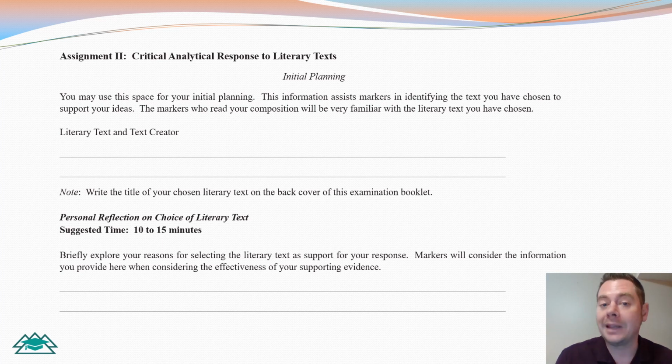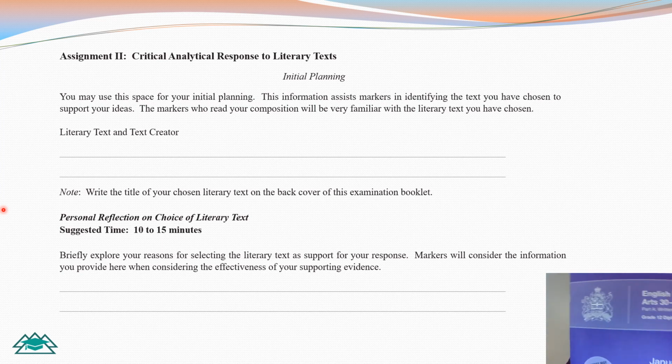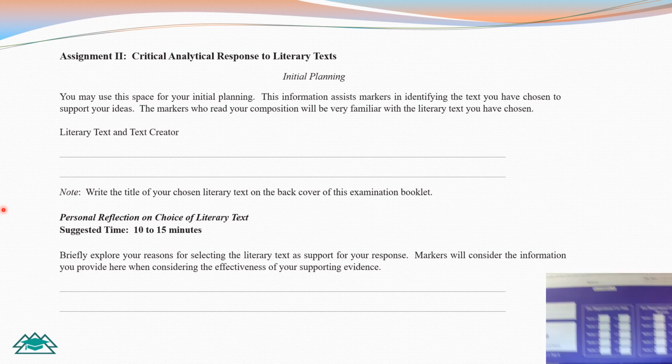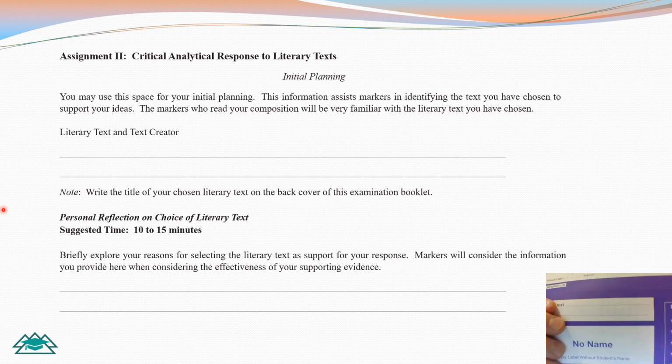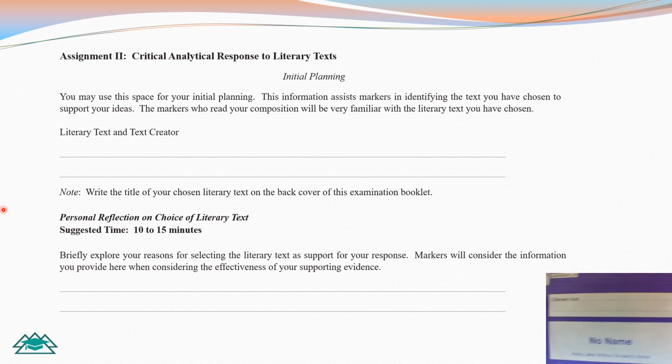And here we've got the planning page for the critical analytical response. You'll see up at the top here, it asks you for the literary text and creator. That's where you would be like, I'm writing On the Rainy River by Tim O'Brien. Okay. I also want to point out here that on your diploma examination booklet, on the back side of it, where you'll be putting on labels and stuff like that, you've got this section right here, where it says, oh, my hand's over it, literary text.